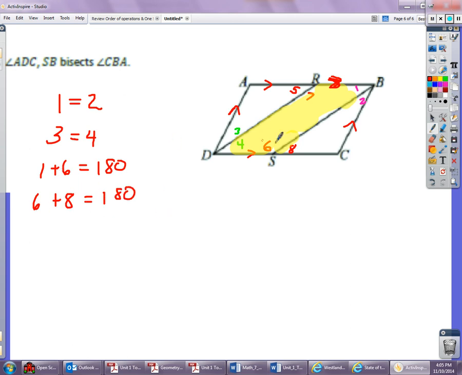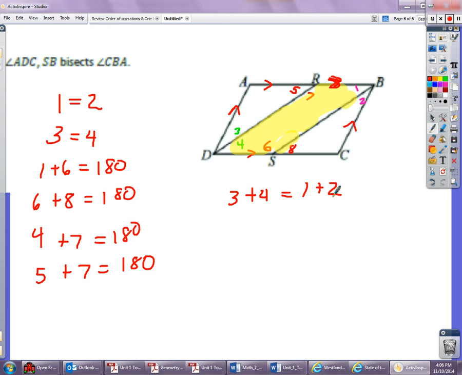4 and 7 are going to equal 180 degrees because, again, the 4 and 7 are same side interior angles. And I also know that 5 and 7, because they're a linear pair, will equal 180. And again, I don't know if any of this is going to help, but you never know. Also, because this whole thing's a parallelogram, if you add 3 plus 4, it's going to equal 1 plus 2. And remember, all I'm doing is brainstorming. I'm just looking for things that I can say that's true about this figure.